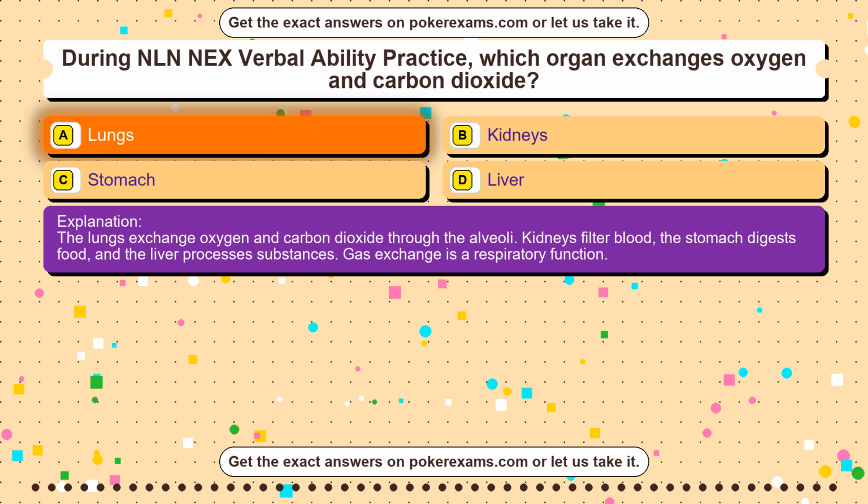The lungs exchange oxygen and carbon dioxide through the alveoli. Kidneys filter blood, the stomach digests food, and the liver processes substances. Gas exchange is a respiratory function.